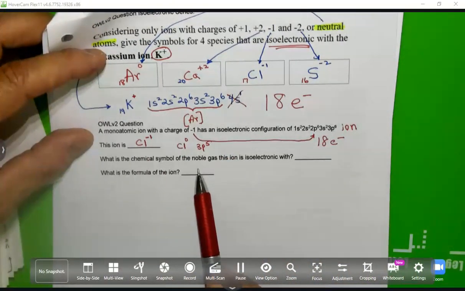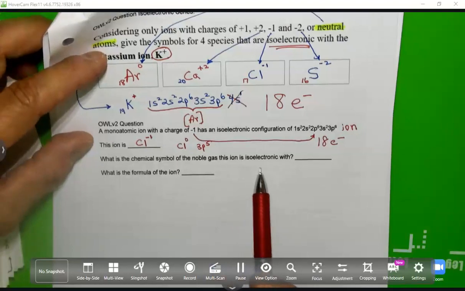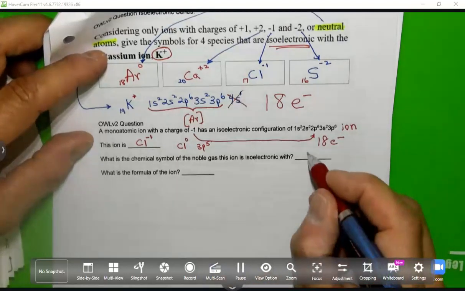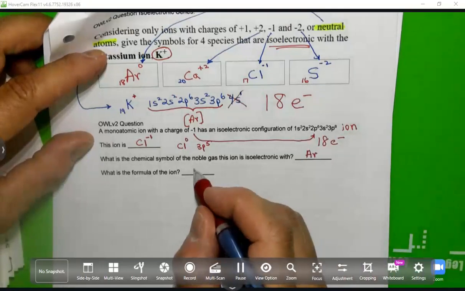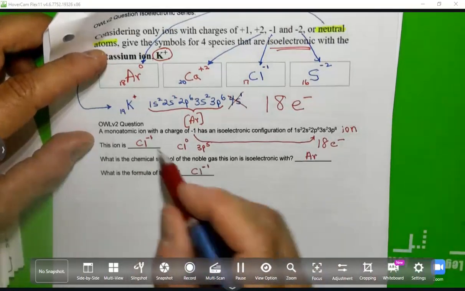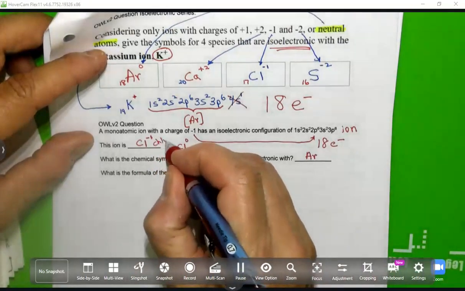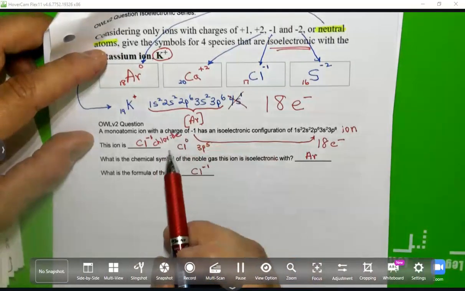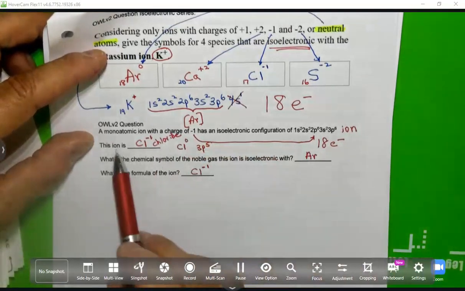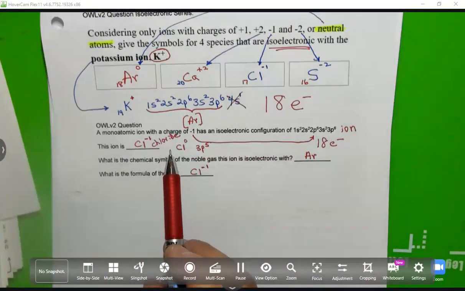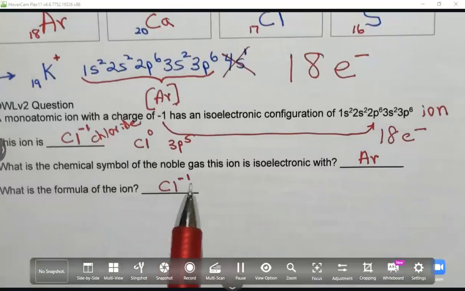What is the chemical symbol of the noble gas? This ion is isoelectronic with argon. So what is the formula? I think this must be the ion. This must be chloride. Is it chloride? Who's done a question like this? I've been looking for the name for chloride here, because this is the symbol. The ion, it must be chloride they want. I'll want chloride here and Cl -1 here, I think.